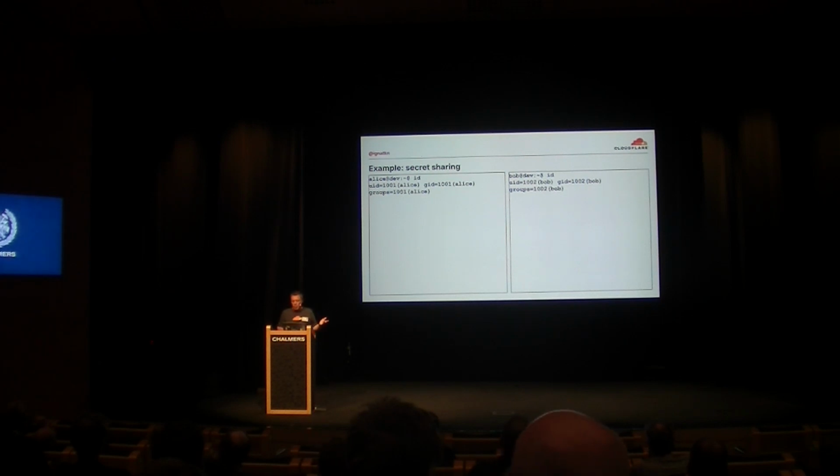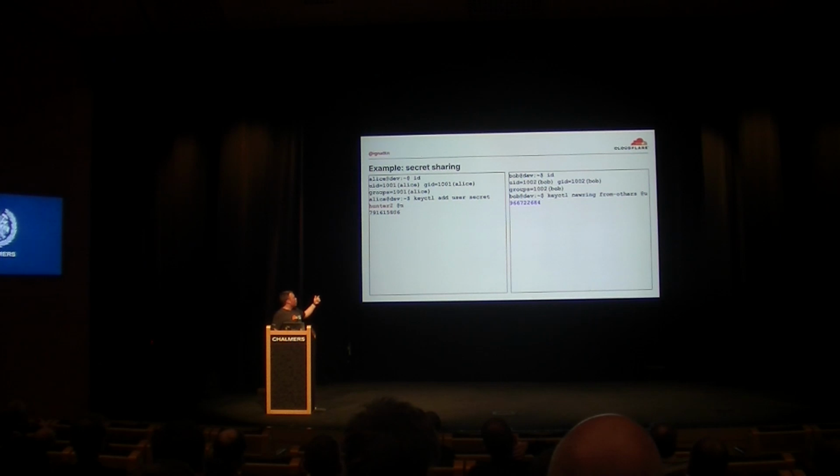Here are Alice and Bob, and you can see they basically don't share any credentials. They're not part of the same group, nothing. They're two distinct users on the system. Alice can create a new secret, and imagine Alice wants to share the secret with Bob. Bob can create a new keyring, call it from_others, and then set permissions on that keyring, allowing everyone on the system to write to it. Write means putting keys in that keyring. And Bob can communicate the serial number to Alice.